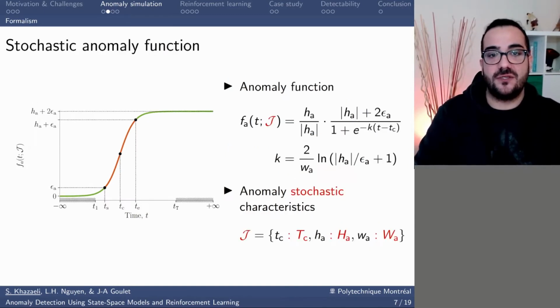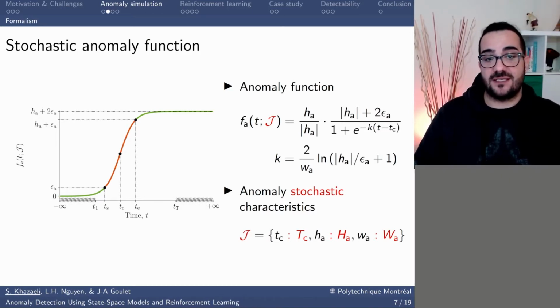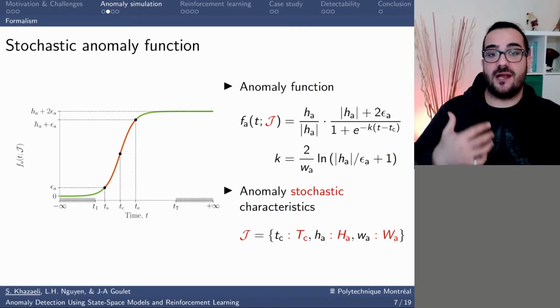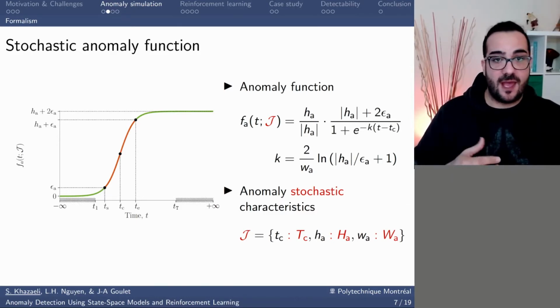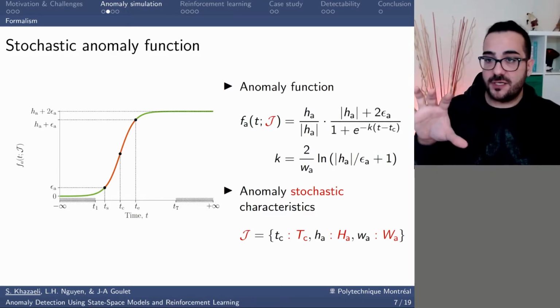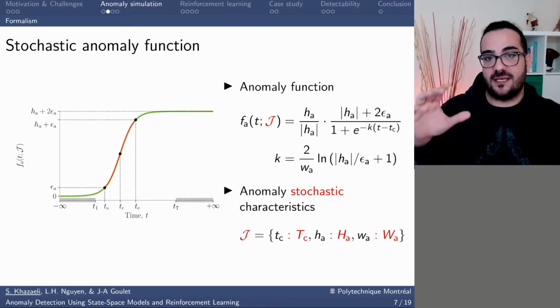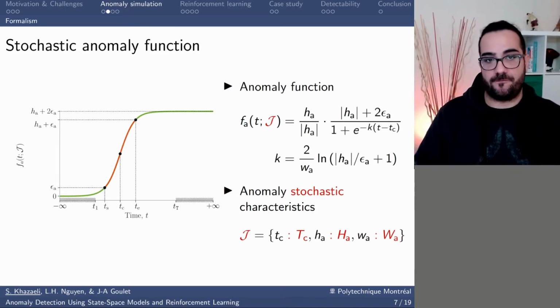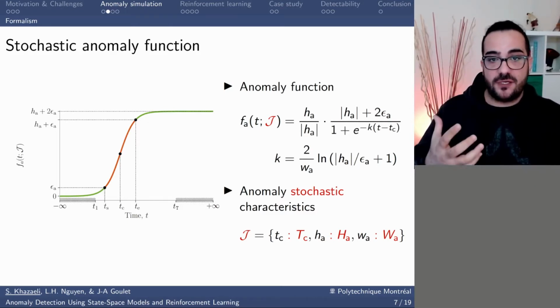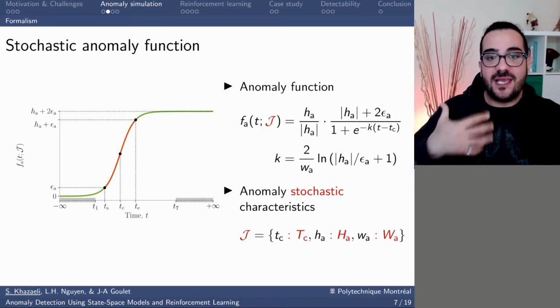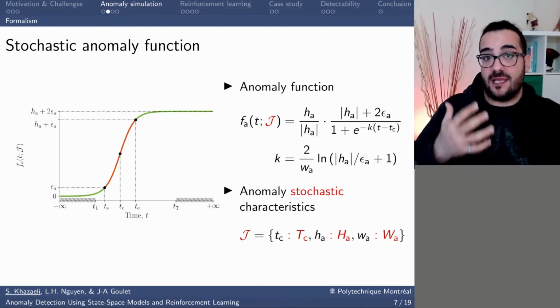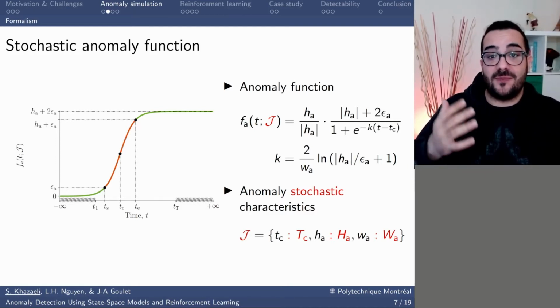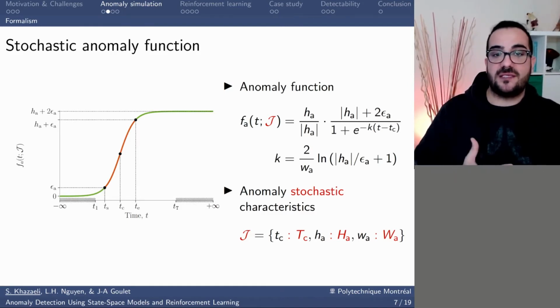And so, using these new expressions, we can write the anomaly function as a function of these stochastic characteristics, which are anomaly center, anomaly height, and anomaly width. And here I provided the functions and the steepness, and also this set, which I call J, is the center, the height, and the width of the anomaly. Now, once we have this function, we can create realizations from these random variables, and each of these realizations leads to a new anomaly that can be easily evaluated for speed, baseline, and acceleration. Now let's illustrate the anomaly simulation.